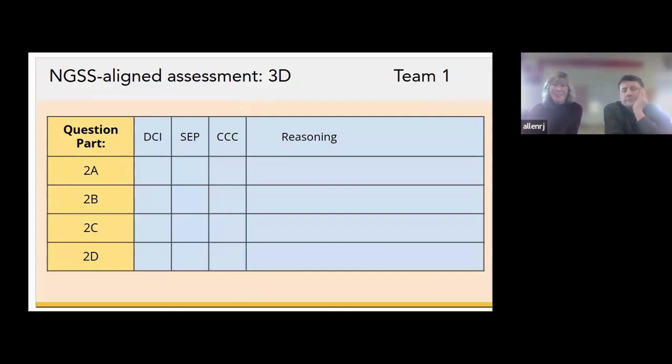Keep in mind, though, that the goal is integration. So there may be some of these parts where they're doing more than just one of these things. Maybe they have to use the DCI, the SEP, and the CCC. Or maybe it's the CCC and the DCI. So as you're looking through these prompts, what do you think we're asking students to do? And then you're just going to put a little X, whatever you want, and reasoning if you have time.